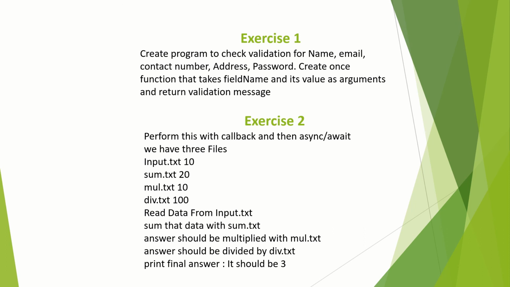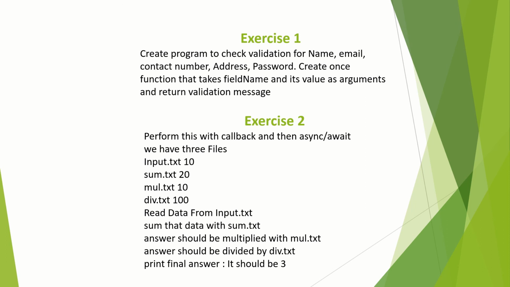This is the first exercise. For the second exercise you can create a program that reads some data from files and performs some mathematical operations. You can do this program using simple callbacks and using async await, so you can get a better idea about async await and callback APIs in JavaScript. In the second exercise you can take four different files. In the first file we have 10 as input. In the second file 20 is written. In the third file 10 is written, and in div.txt we have 100 written.